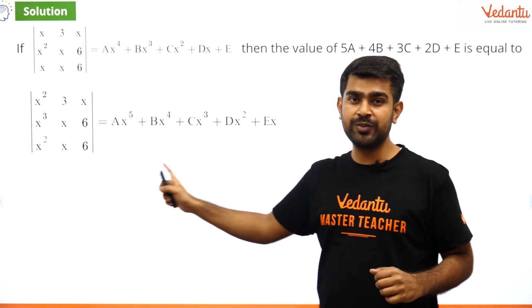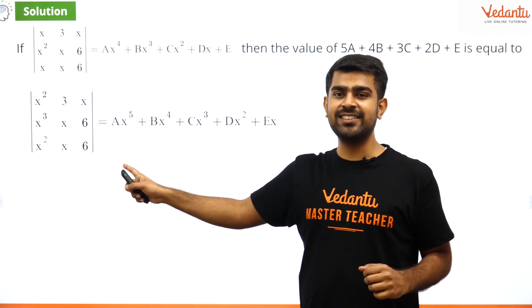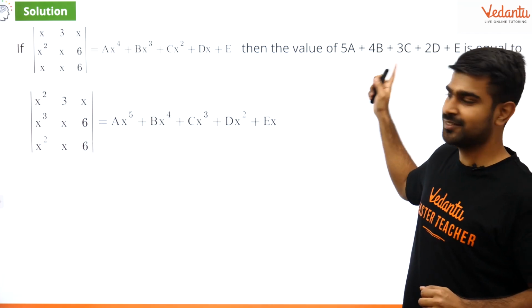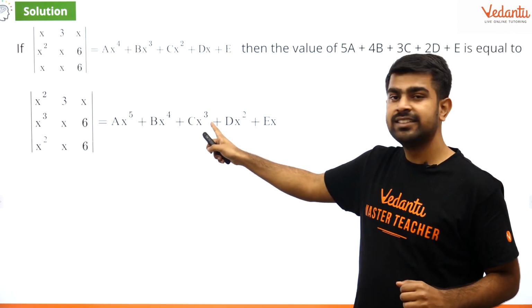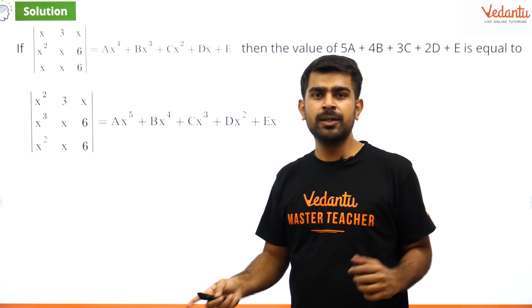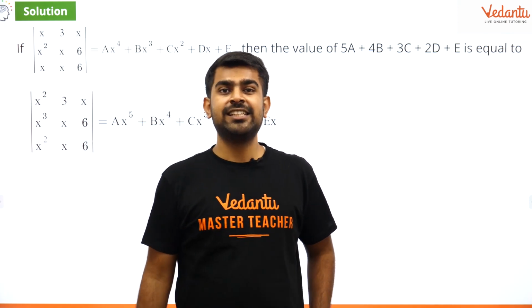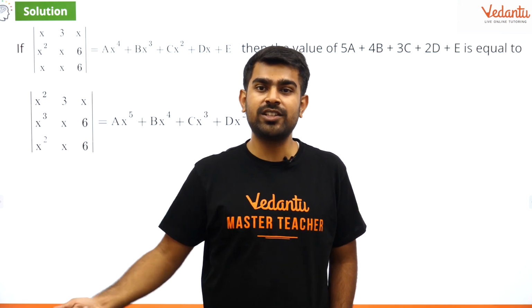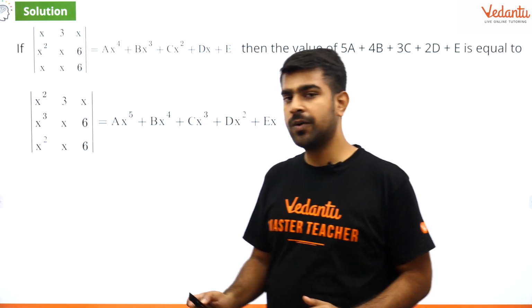And why is it so beautiful? Any idea? Because guys, when you differentiate this, you get exactly what you have here: 5a, 4b, 3c, 2d and e. Obviously x will be there, but I am going to substitute x as 1. If I substitute x as 1, I will get whatever I am having in the question over here. Okay, so let us move forward and solve it.